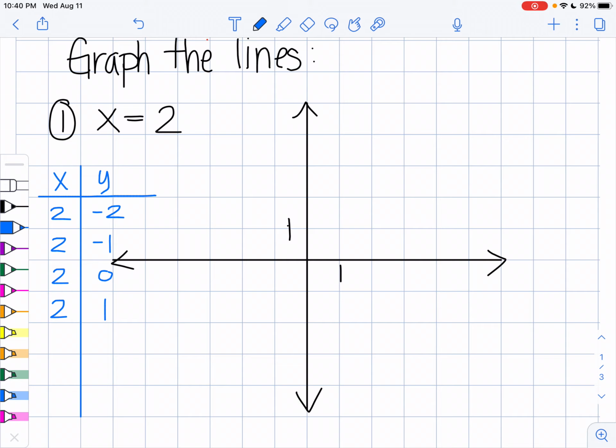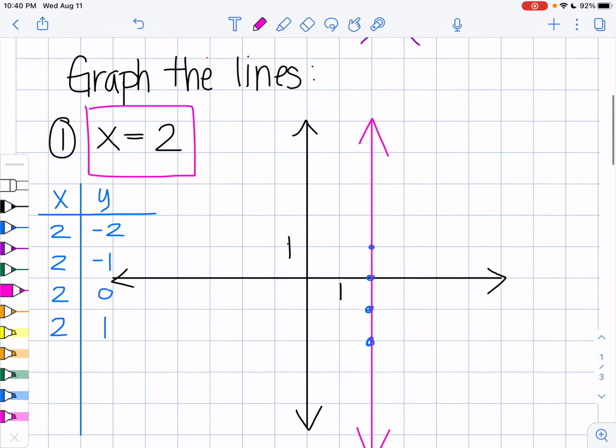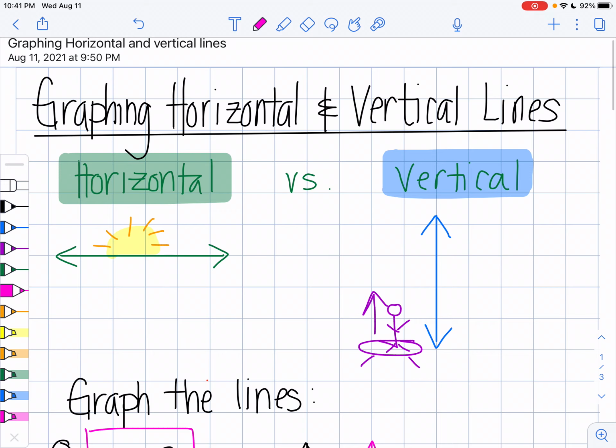So if I plot (2, -2), that puts me here. (2, -1) puts me here. (2, 0) puts me here. And (2, 1) puts me here. If I graph these, what kind of line am I getting? I'm getting an up and down line, which is the vertical line. So that means, based on our example that we just did, anytime you have x is equal to some number, that's going to be a vertical line. So I can come up here, for a vertical line, I can say x is going to equal some number.